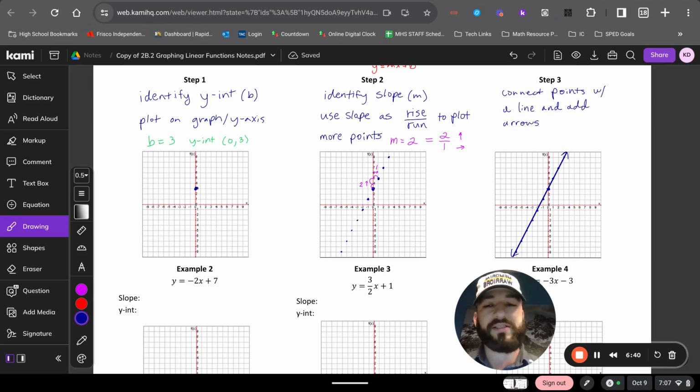You plot the y-intercept, then we use our slope to plot additional points, and then we connect those points once we feel comfortable with a nice straight line, adding arrows to the end to denote that our linear function is continuous. So let's look at another example.